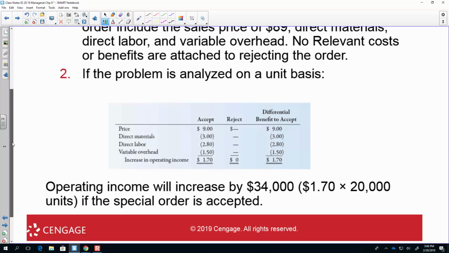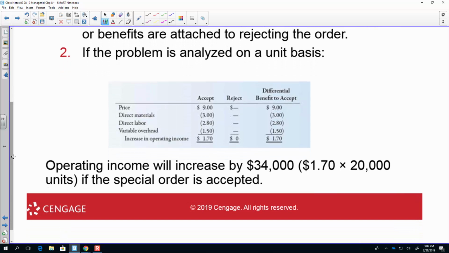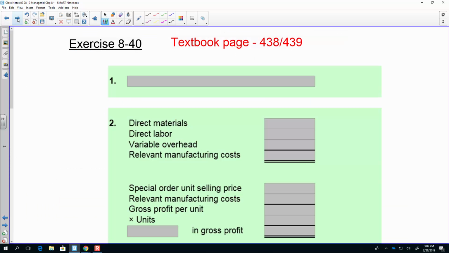So if we look at the answer to example 2, they want us to sell it to them for $9 a piece. If we add up our costs, which is $5, $6, $7.30 is our cost, it looks like we should sell it to them, right? I'm selling it to you for $9. My variable or relevant costs are $7.30. I'm going to make $1.70, or my profit will go up $34,000. So that's special order.